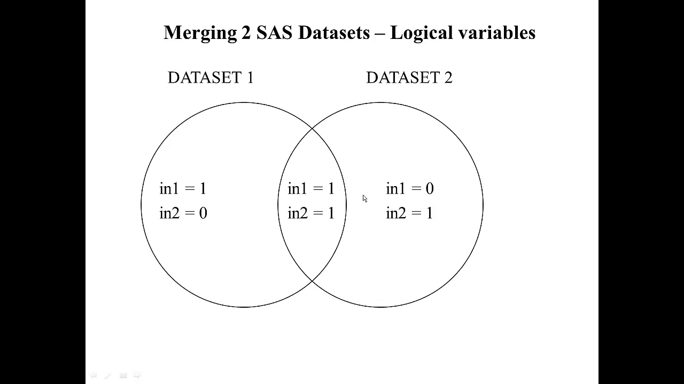If the patient was just on the follow-up data set but not on the baseline data set, then it would be this area that doesn't overlap between the two data sets, dataset 1 and dataset 2. And similarly, if the patient was only on the baseline data set and not in the follow-up data set, then the variables would take on the values in1 equals 1 and in2 equals 0. This concept is a little bit complicated, and I think it will be more clear when we look at examples in the SAS demonstration video of how we merge SAS data sets.